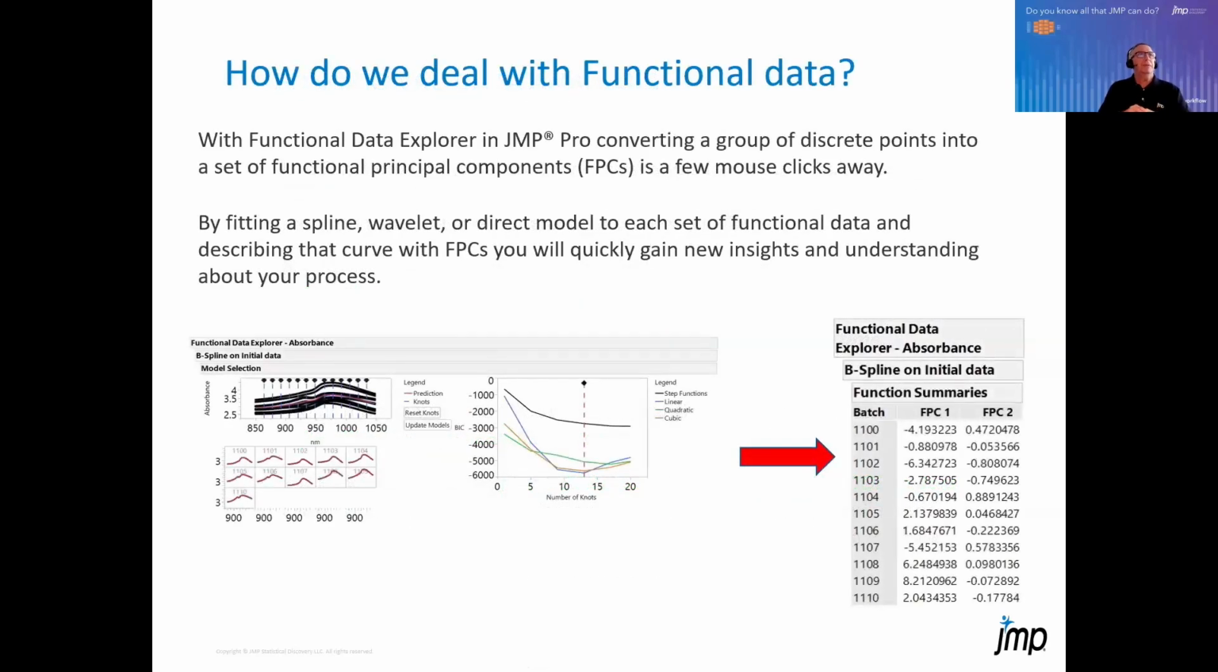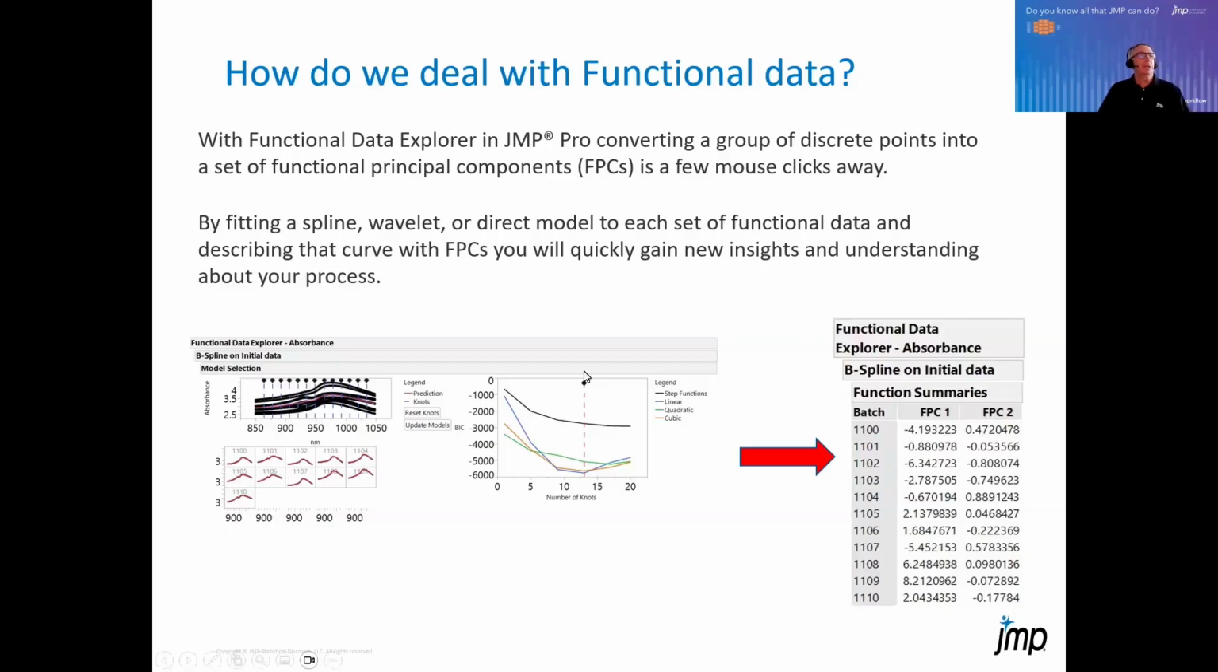So how do we deal with functional data? Well, I kind of explained that before, but with JMP, you can convert a group of discrete points into a set of functional principal components in just a few clicks. And by fitting a spline, a wavelet, or a direct model to each set of the functional data, and describing the curves with FPCs, you quickly gain new insights and understanding about your process or product.